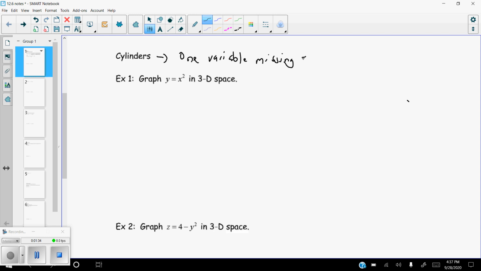So if you look at the equation below, y equals x squared, that's an equation that we are certainly used to in 2 dimensions. That's your basic parabola. But in 3 dimensions, it's missing a variable. It's missing the z variable. Well, that z variable in this case is going to vary. So the basic thing to do is to think of it, first of all, in terms of 2 dimensions. So in 2D, we know that this is just a parabola.